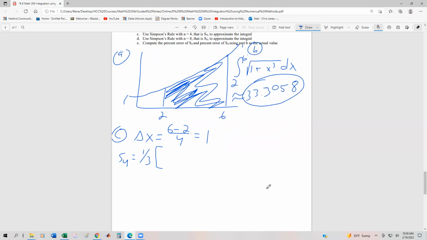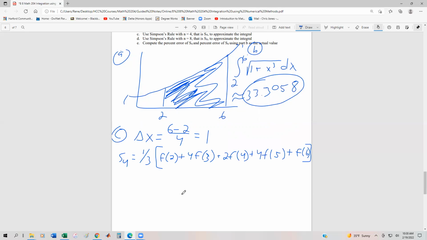And we're going to have the function at 2 plus, now remember, we're going to alternate 4s and 2s, and we're just going to add 1 each time. So it's 4 times the function at 3, plus 2 times the function at 4, plus 4 times the function at 5, and then finally, the function at 6. And see if we can squeeze that in there, just did.